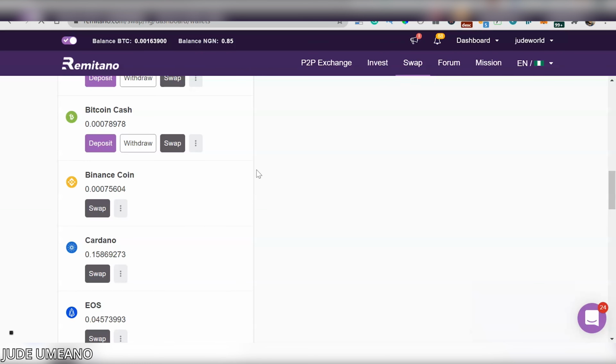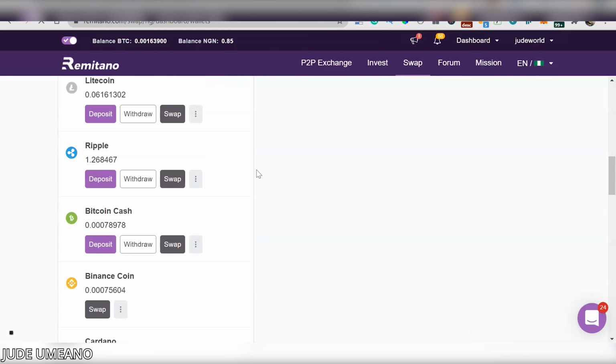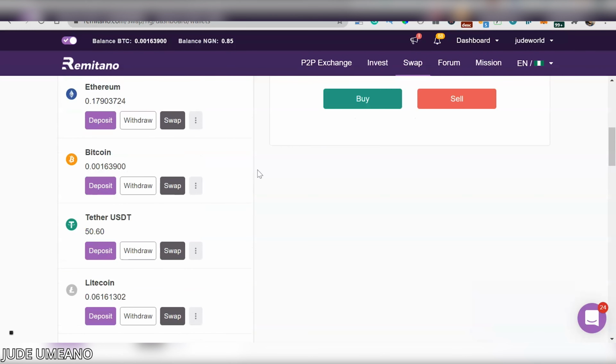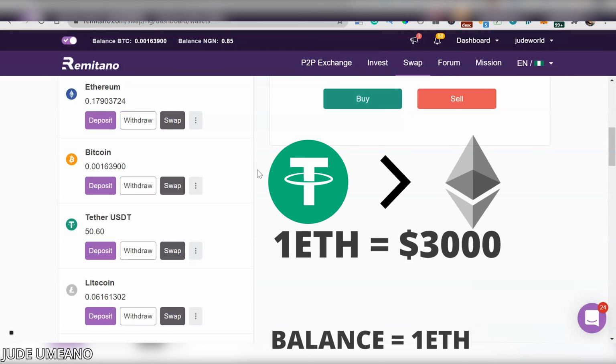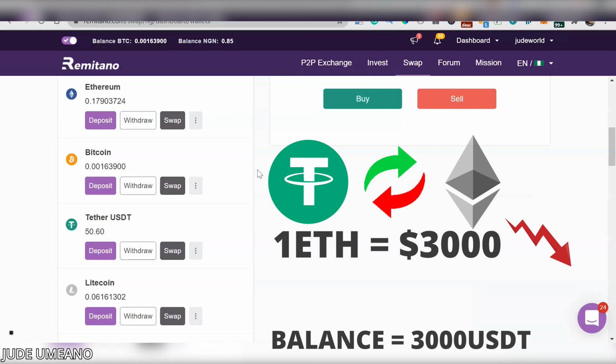Now, what is the benefit of swapping, or why do I need to swap? Let me give you a scenario. You want to trade USDT against Ethereum, all right? You have Ethereum now. You bought one Ethereum, okay? And Ethereum rose to $3,000, and when it goes to $3,000, you know it's going to fall, right? As it's falling, you can quickly swap that Ethereum that is worth 3,000 USDT to USDT. So you're having 3,000 USDT.